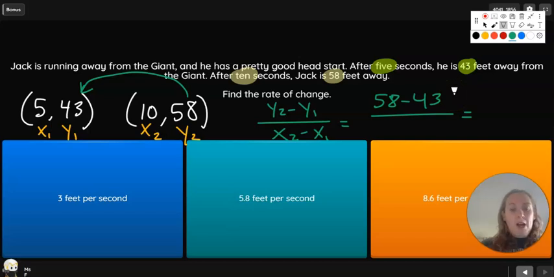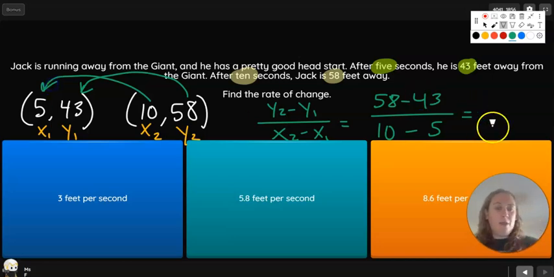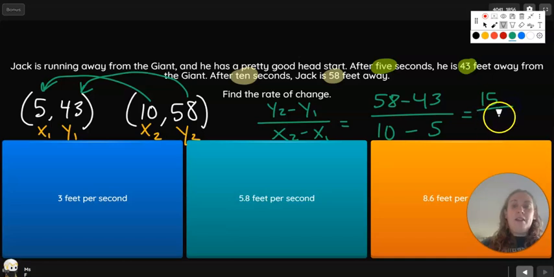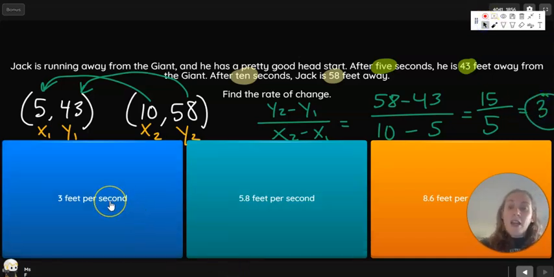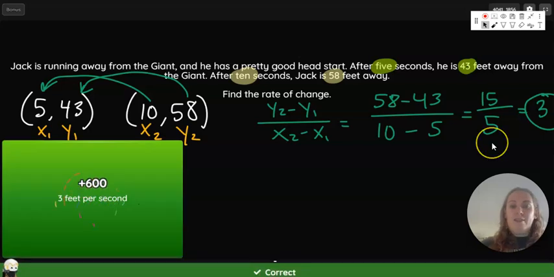And then on the bottom, we have our x2, which is 10 minus 5, subtracting those seconds in the denominator. 58 minus 43 is 15. 10 minus 5 is 5. And we can reduce this. 15 divided by 5 gets us 3. So he's running at 3 feet per second.